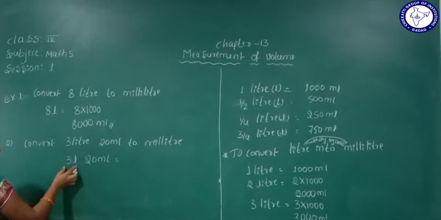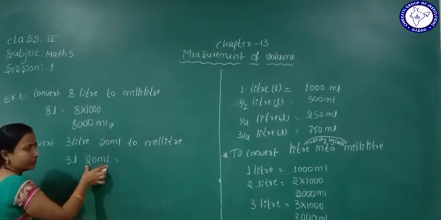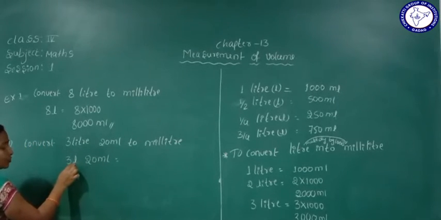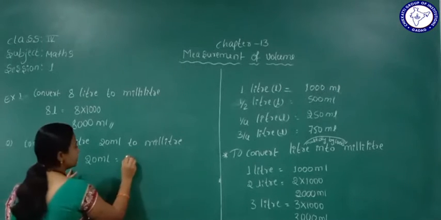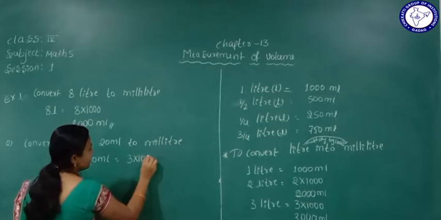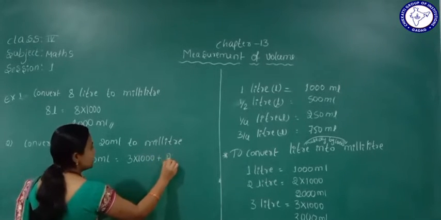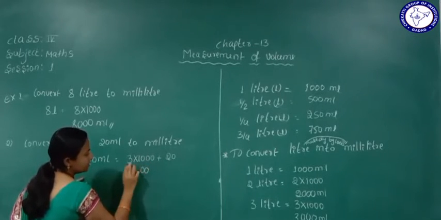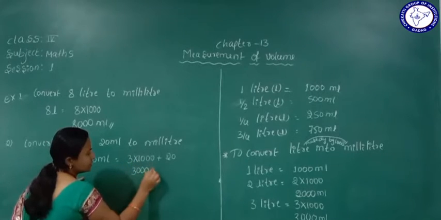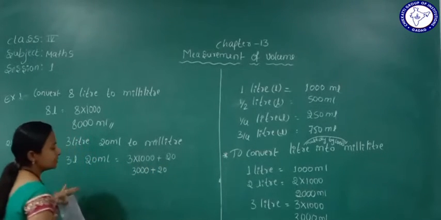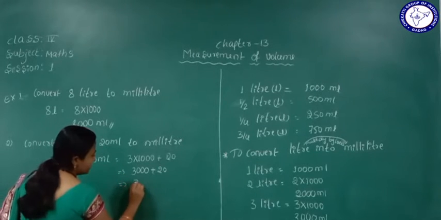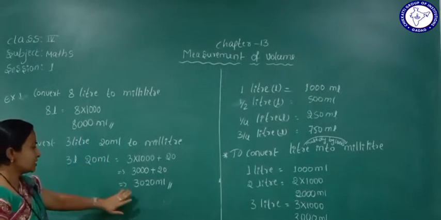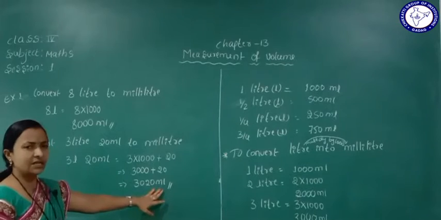First, what will we do? This 20 is in ml form only, because it is already in milliliter form. We will only convert the liter part. So only this much we will be converting here. First we will write 3 into 1000 plus 20. See, 3 zeros are 0, 3 zeros are 0, 3 zeros are 0, 3 ones are 3, plus 20. So the answer is 3020 ml. Understood this one?